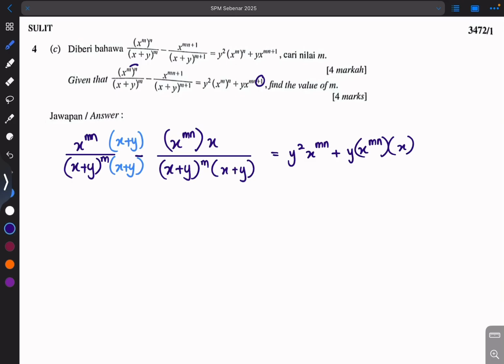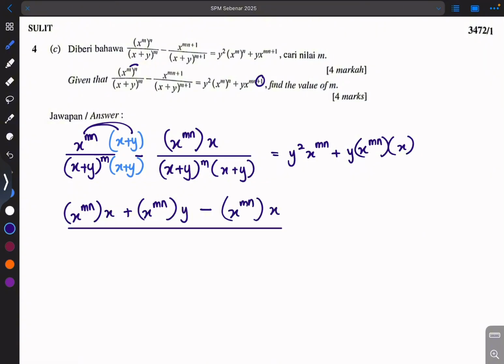Then we expand. So this one we expand, we'll get x to the power mn times x plus x to the power mn times y, minus this whole thing, which is x to the power mn times x. So we can make it into one common denominator, since our denominator already same. So (x plus y) to the power m times (x plus y) equals to y² x to the power mn plus xy x to the power mn.